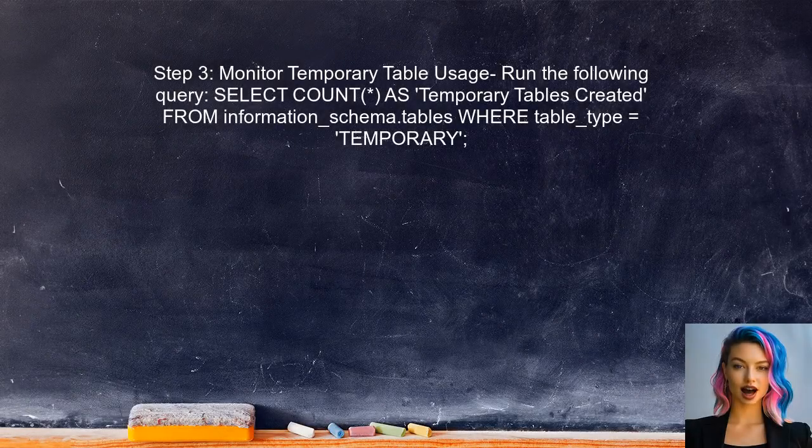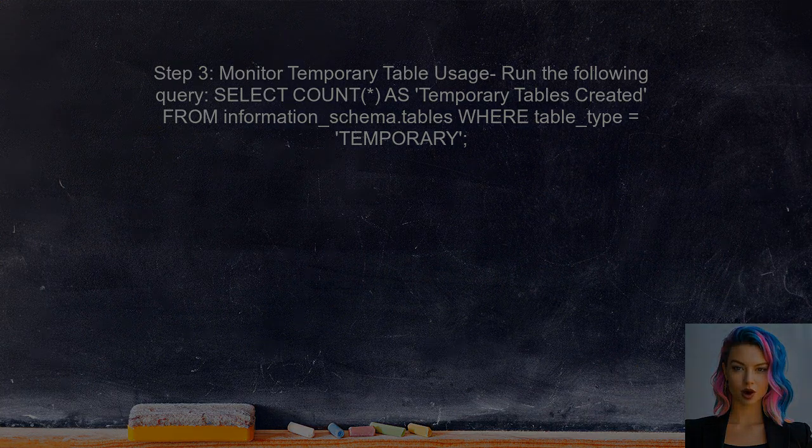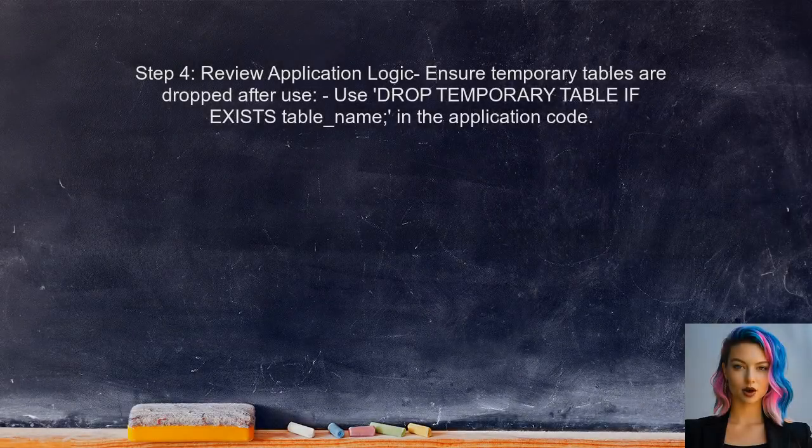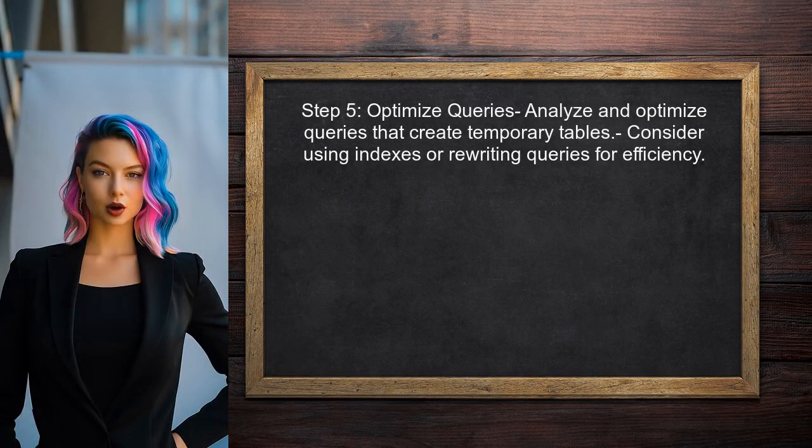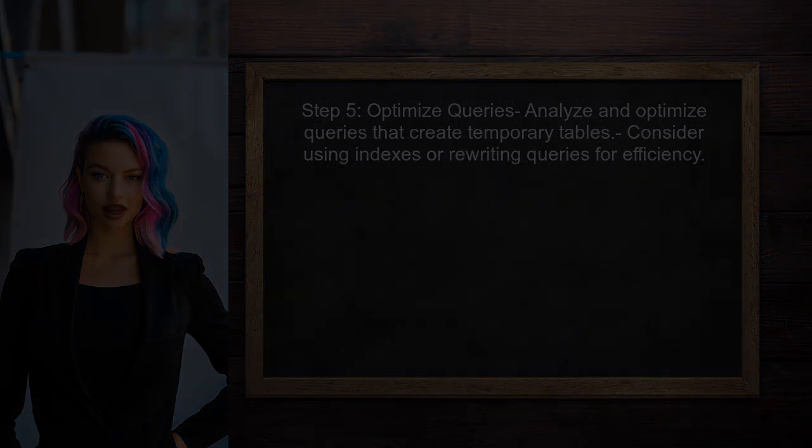After adjusting the settings, the user should monitor the temporary table usage. This can be done by running a query to check the number of temporary tables created and their sizes. If the issue persists, the user may need to review the application logic. It's important to ensure that temporary tables are being dropped after use to prevent accumulation. Lastly, if the problem continues, the user should consider optimizing queries that create temporary tables. This can help reduce the frequency and size of temporary tables.